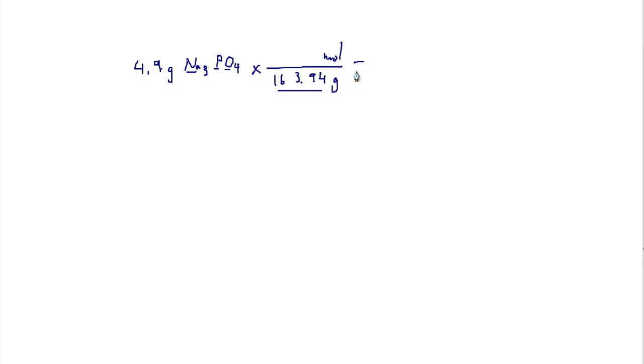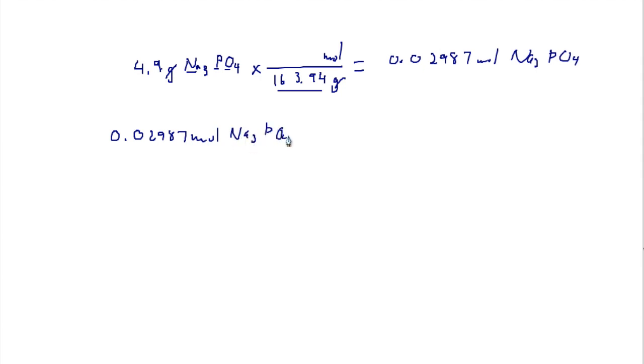Okay, and when we calculate this out, again, stoichiometry, the undesired unit cancels out, and we get the desired unit on top, which gives us 0.02987 moles of sodium phosphate. Now, given that value, 0.02987 moles of sodium phosphate, it asks us to determine the concentration of that.